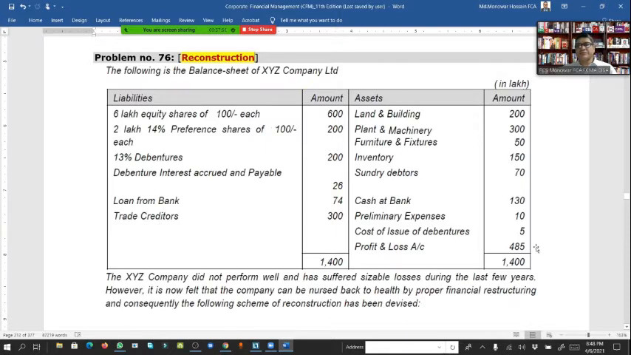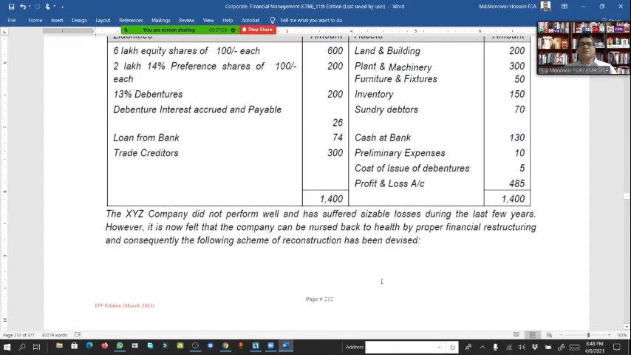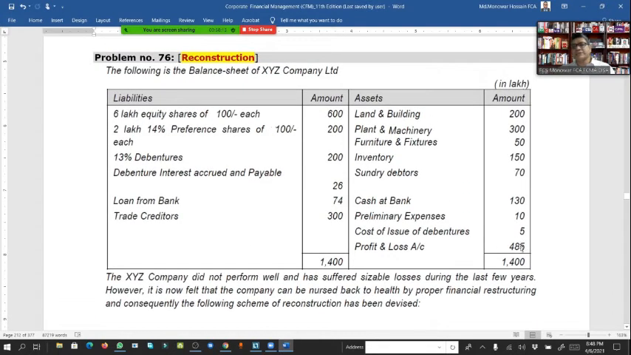Here land and the profit and loss total 1,400 lakh. So the XYZ company did not perform well and has suffered sizable losses during the last few years. How can we see that? Profit and loss account is within the asset side of the balance sheet, because it is a loss. If it were on the liability side, that would mean profit. However, it is now felt that the company can be nursed back to health by proper financial restructuring, and consequently the following scheme of reconstruction.